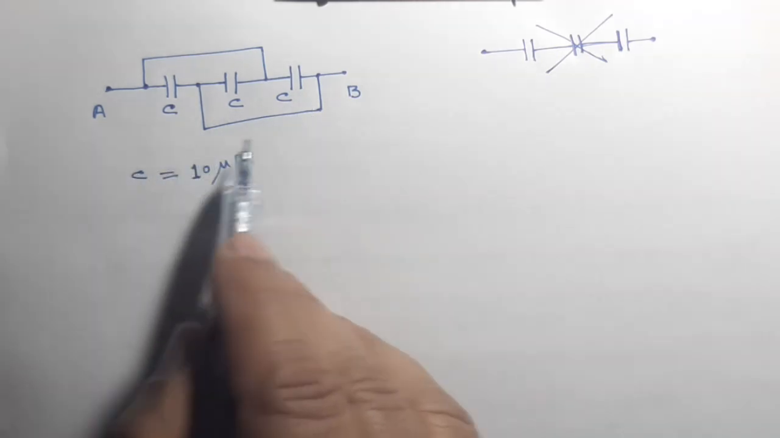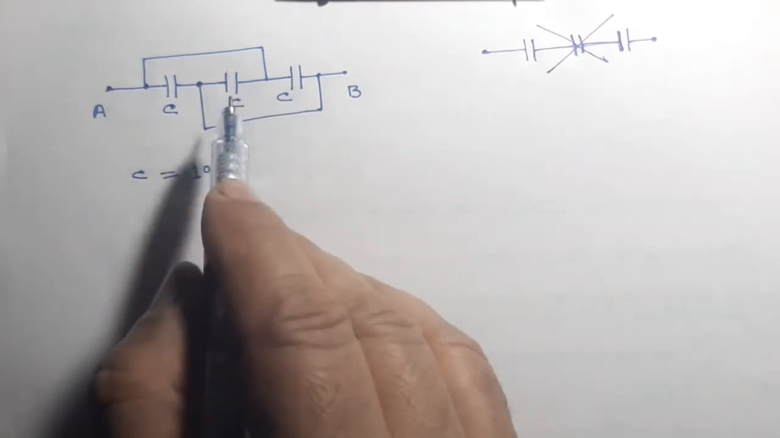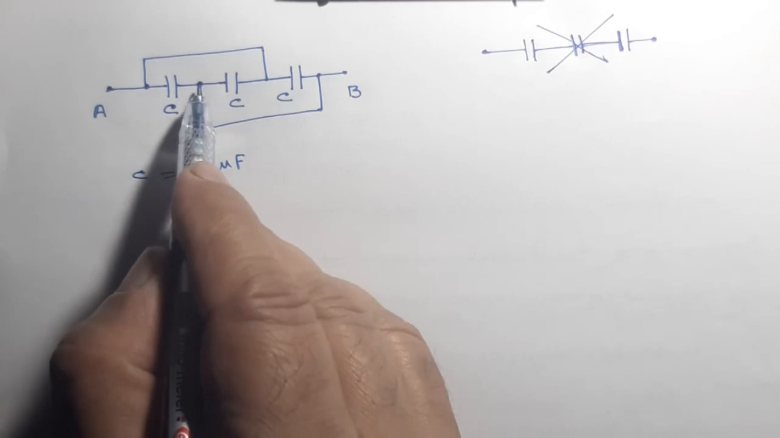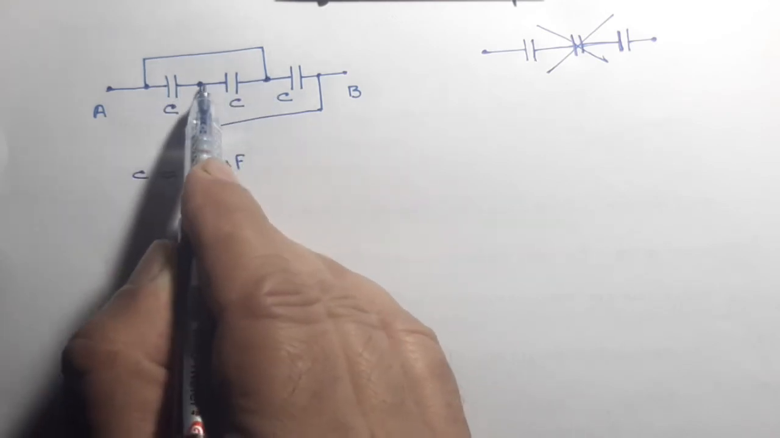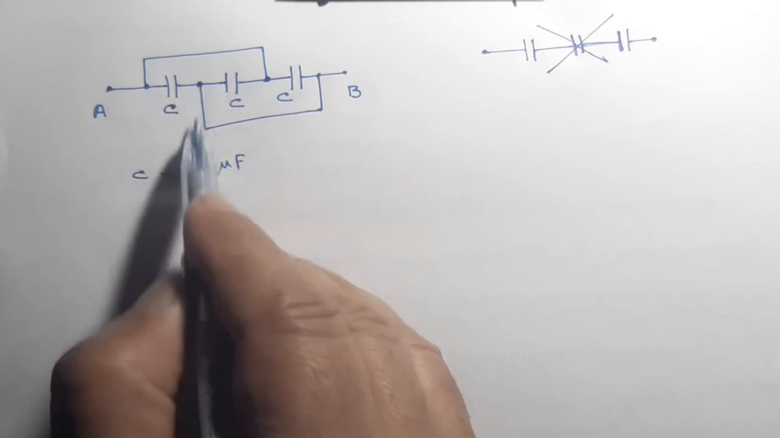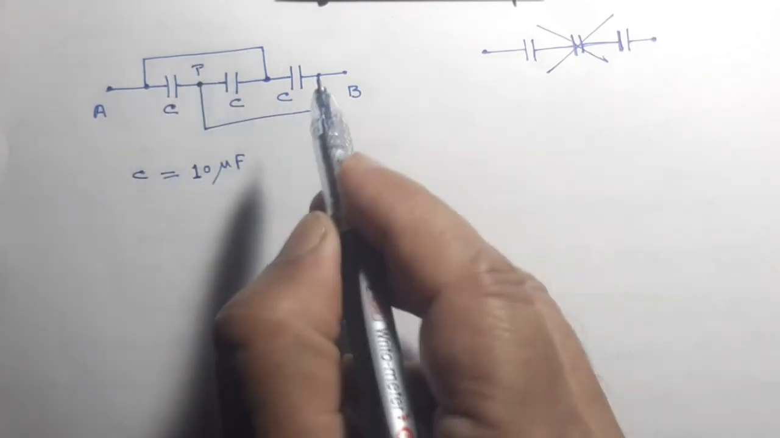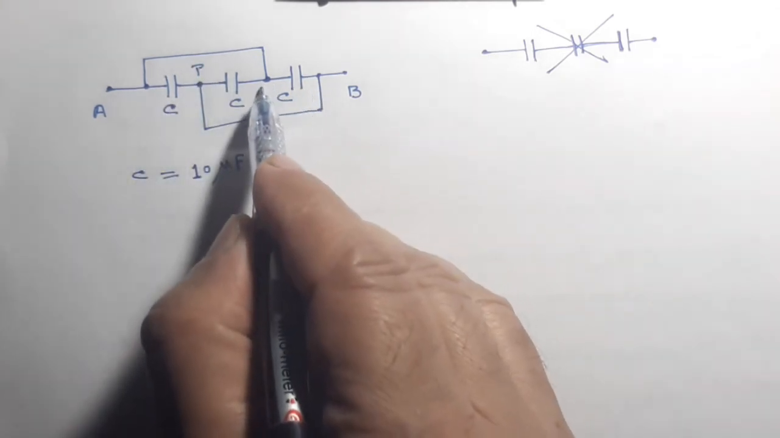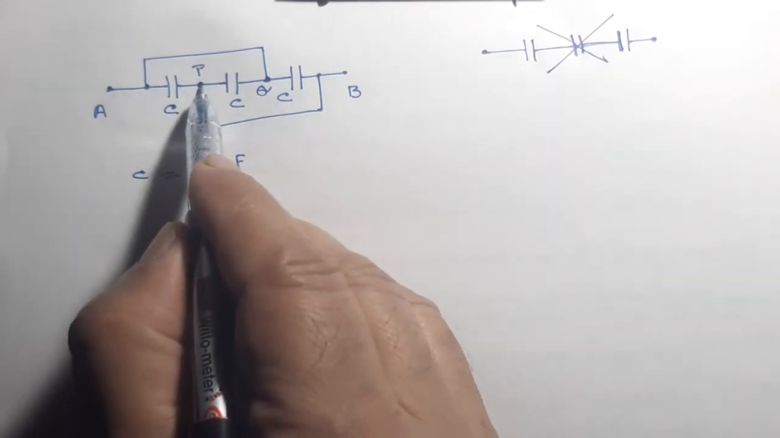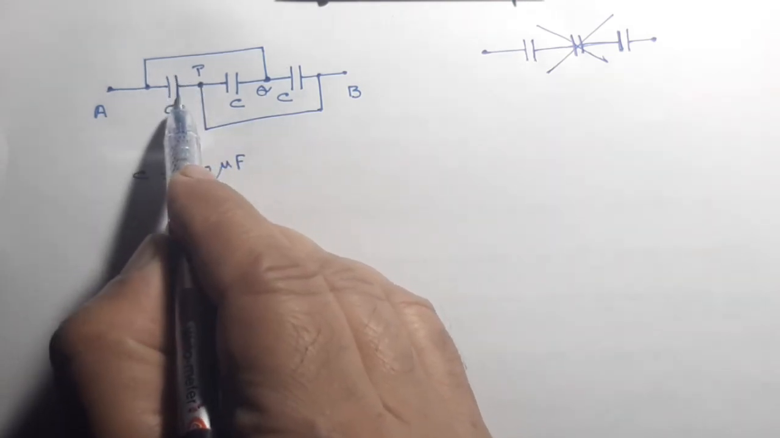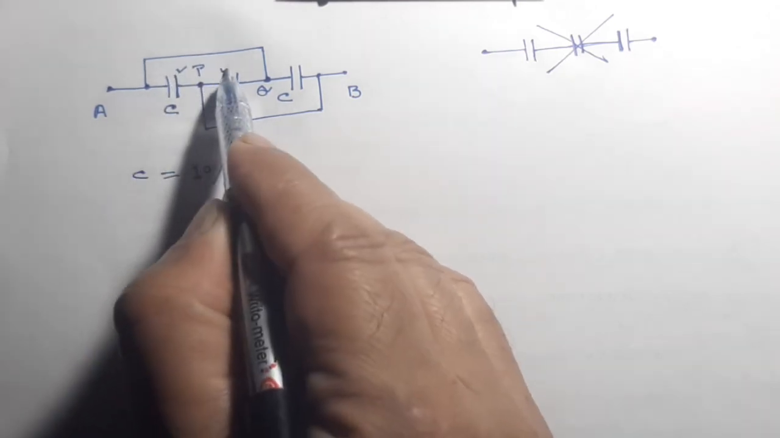Now let's analyze the circuit. The trick to analyze a circuit like this is that you take these 2 points where there are multiple connections. This wire is there, this wire is there, this wire is there. So say this point is P, and say this point is Q. Now you see, at this point we can see that this plate of this capacitor and this plate of the capacitor, they are connected.